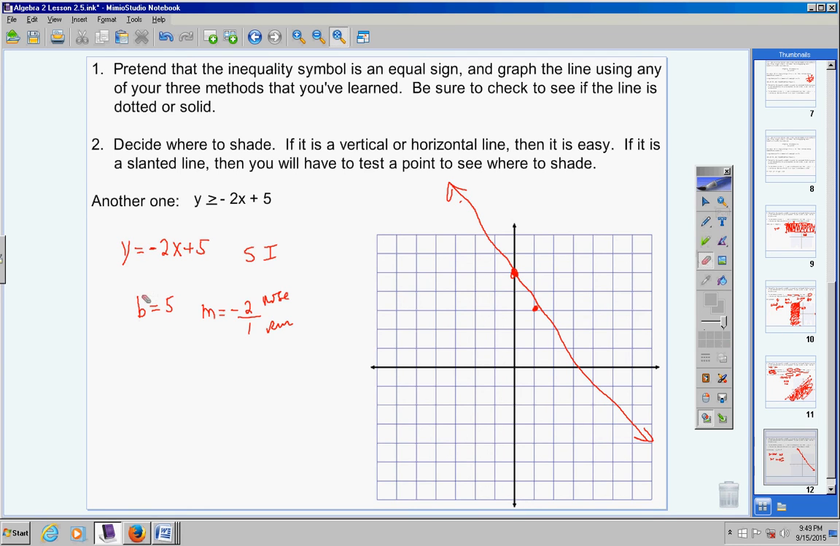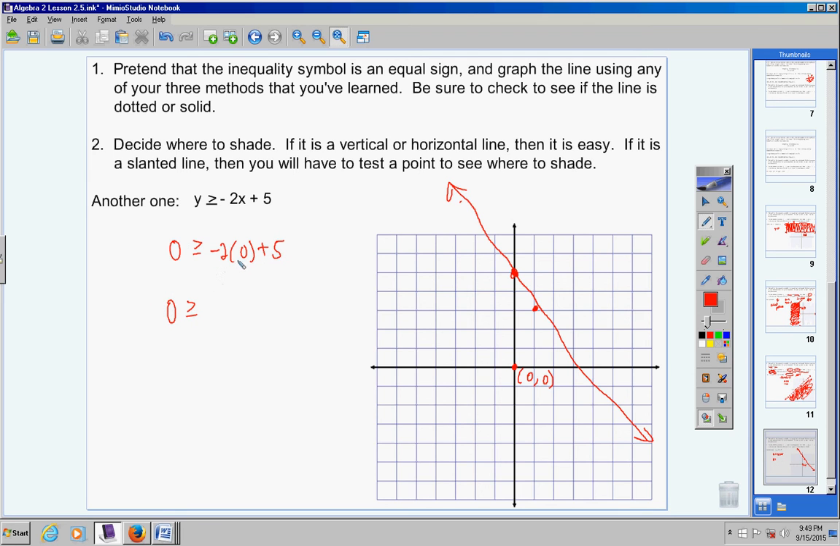Step 2 says you've got to shade. It's not vertical, it's not horizontal, so it's not going to be easy. We're going to have to test a point. Well, thankfully, 0, 0 does not lie on the line, so I can test that point. So let's see what we get. Here's a y, I'm going to put a 0. Here's an x, I'm going to put a 0. And let's simplify and see what we get, okay?